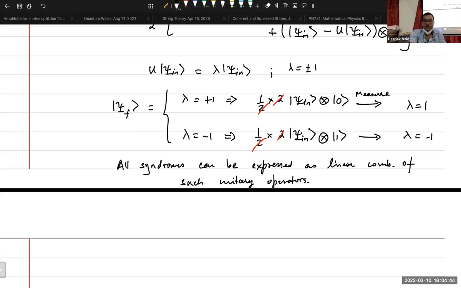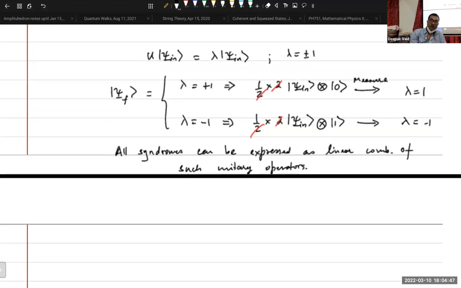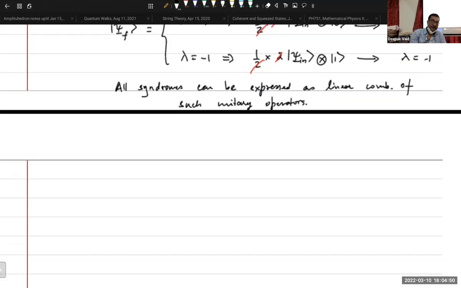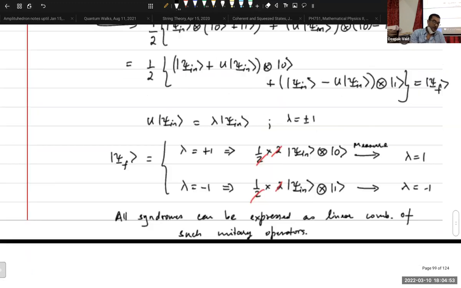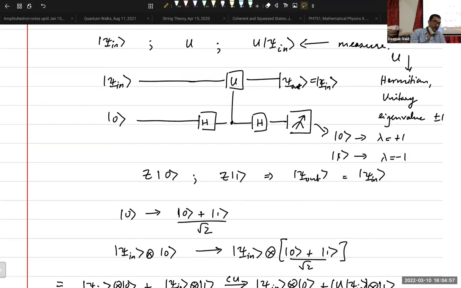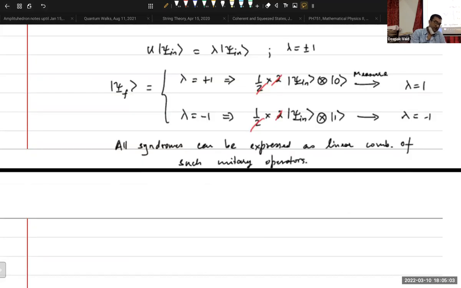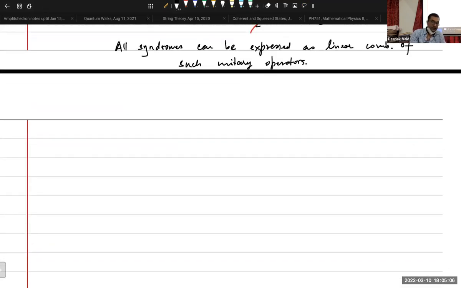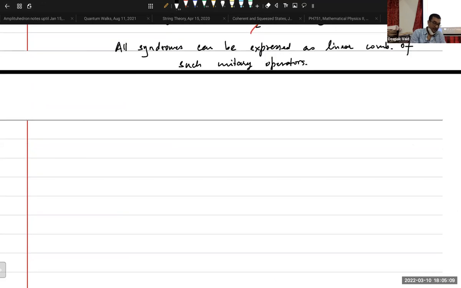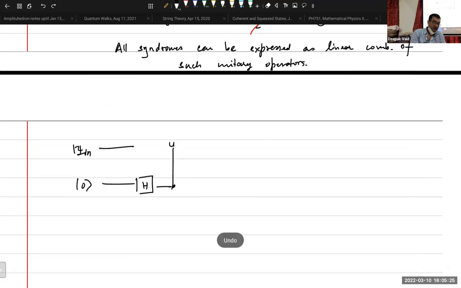Now there is another very useful identity, which comes from this only. In this picture, what is happening is I am applying these Hadamards to my ancilla qubit. The identity is the following: I have psi in, I apply the Hadamard to the ancilla, then I perform a controlled U, then again a Hadamard on the ancilla.